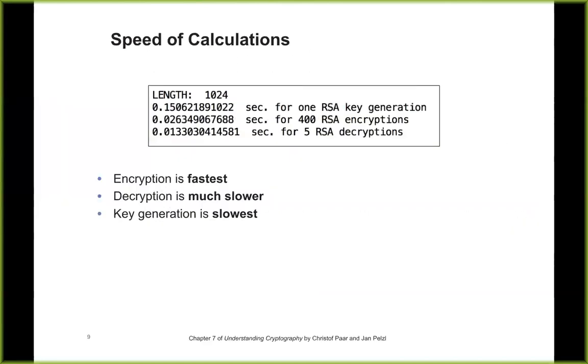So here's how slow it is. One key generation took 1/6 of a second, 400 encryptions took 26 milliseconds, and 5 decryptions took 0.013 seconds. So, you know, decryption is slow, encryption is really fast, and key generation is really slow, which will make sense when you see what you have to do to generate a key. It's bloody madness.